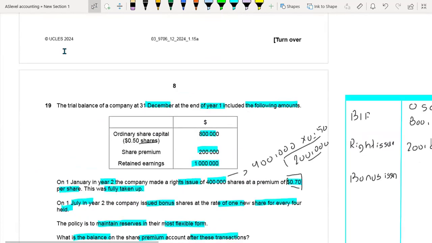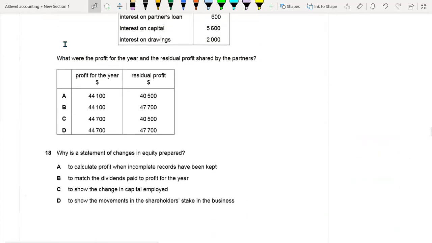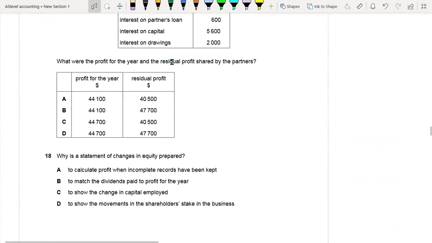Okay. So now let's see the other question. So why is a statement of changes in equity prepared? This is very, very simple. Why do we prepare the statement of changes in equity?